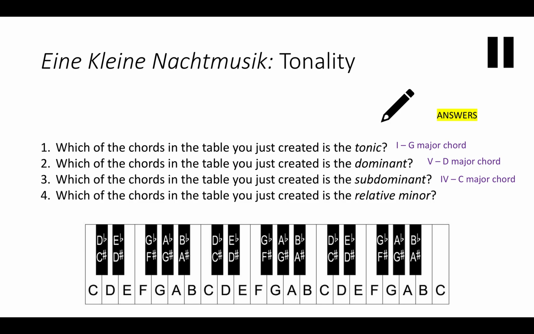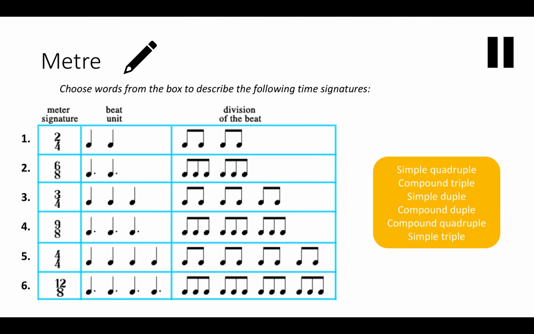And which of the chords is the relative minor? Let's count together. If the tonic or the home key is G, to find the relative minor we go down 3 notes. 1, 2, 3. So it's E minor, which is chord 6 in our table. Mark those answers there. And we're going to move on now to meter.